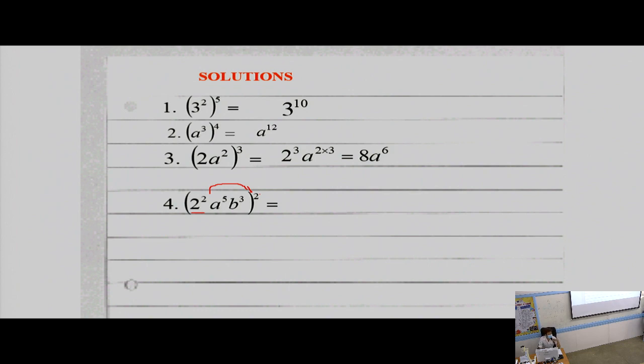Why 4? You're going to copy. Just copy the base. And it's same here, 2 to the power of 3. We just copy. We don't multiply. Answer. 2 to the power of, 2 times 2 is 4. Next. 8 to the power of 5 to the power of 2. Okay, 8 to the power of 10. B to the power of 3 to the power of 2.